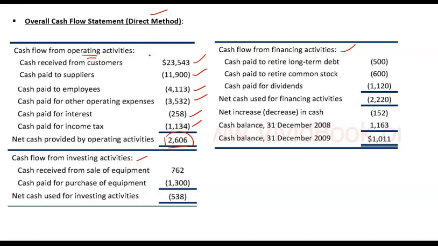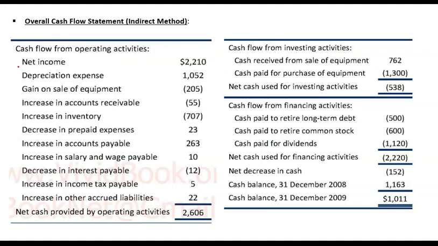But between the direct method and the indirect method, the difference is the format of cash flow from operations. In the direct method, cash flow from operations starts with inflows and goes on to subtract outflows, while in the indirect method you start with net income and then make adjustments to net income to arrive at the cash flow number. Both should give you the same answer anyway.